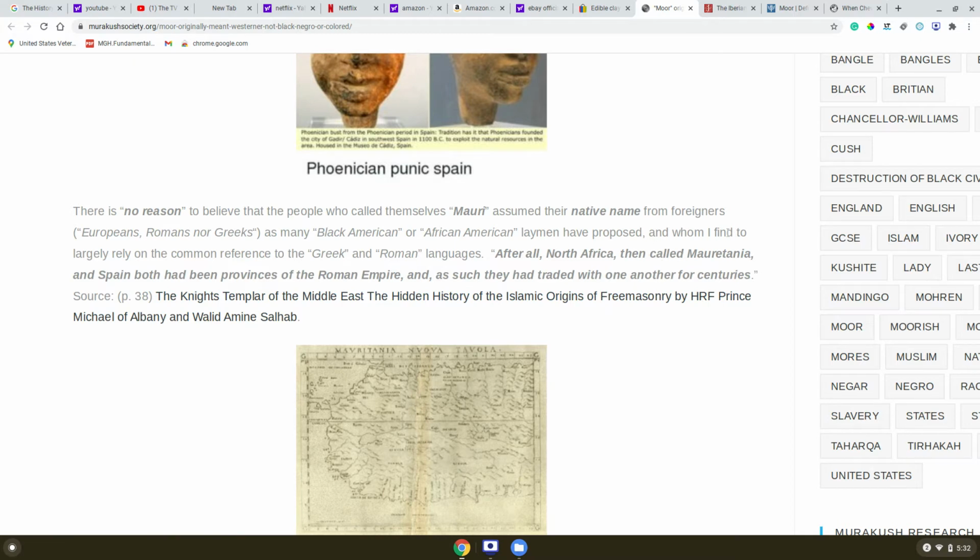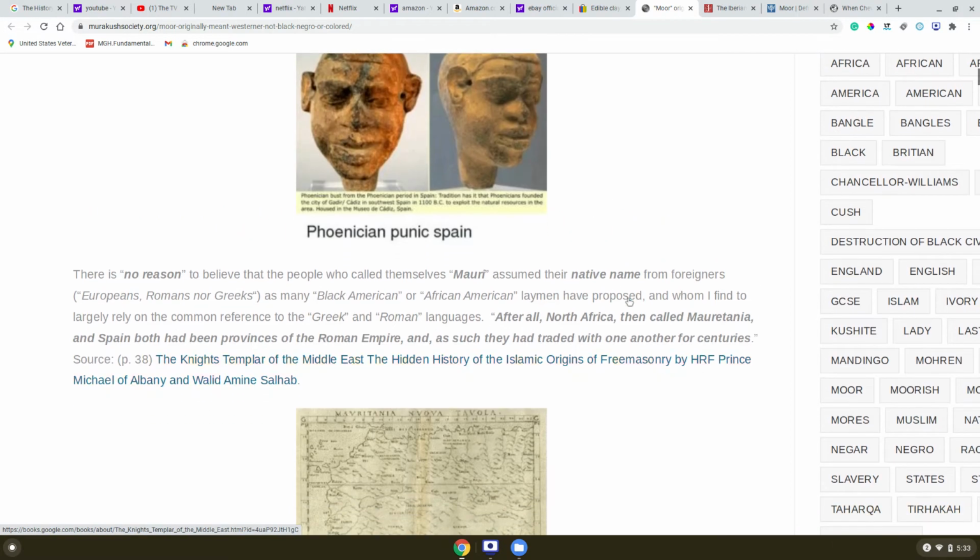Laymen have proposed, okay, as many, and whom I find to largely rely on the common reference to the Greek and Roman languages. After all, North Africa, then called Mauritania, and Spain both had provinces of the Roman Empire, and as such, they had traded with one another for centuries. And this comes from the Knights Templar of the Middle East, a hidden history of Freemasonry.